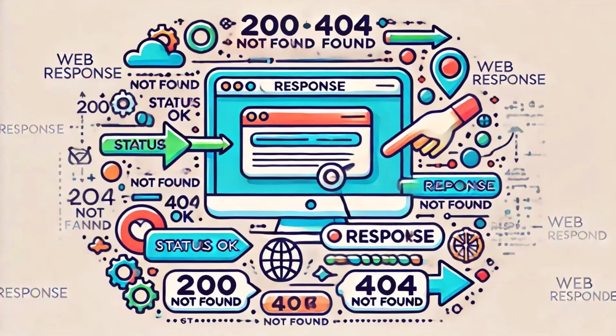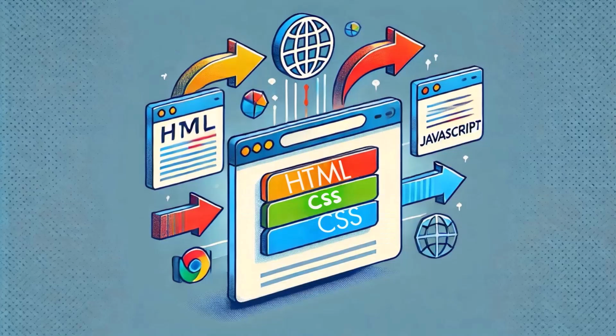Let's walk through a simple example to see how this works in practice. Imagine you want to visit a website. You type www.newwebsite.com into your browser and hit enter. Your browser sends a GET request to the server hosting the site that I said previously. The request includes headers detailing what types of response it can handle.